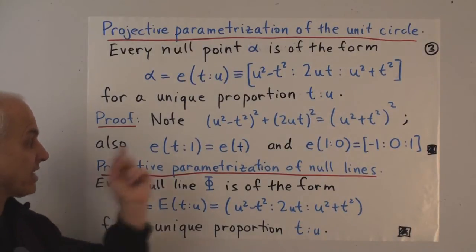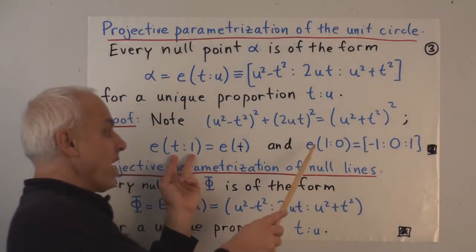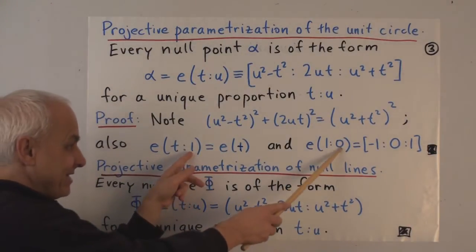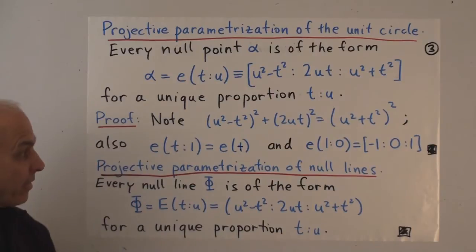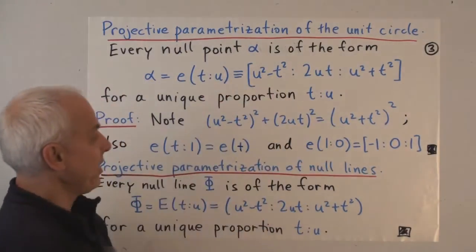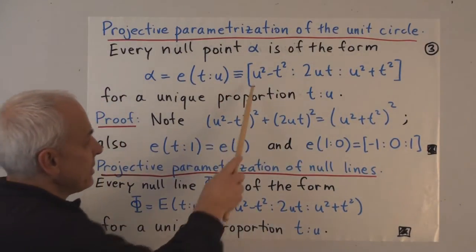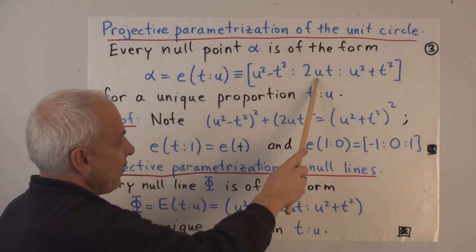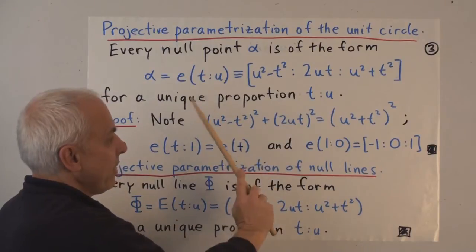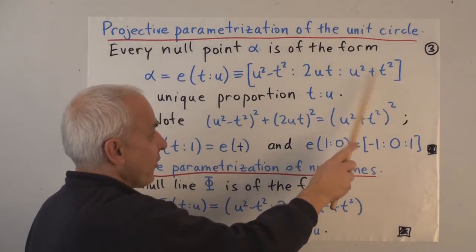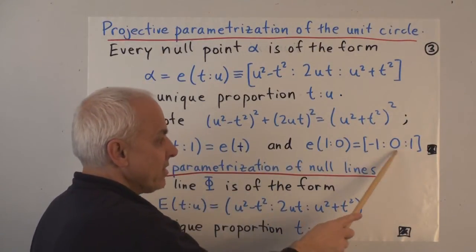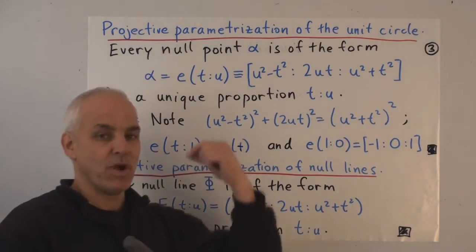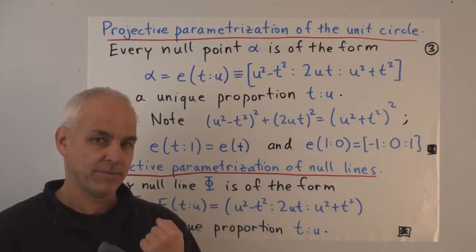But the advantage now is that when we consider the proportion 1 to 0, which is different from this because now the second component is actually 0, we plug that in here, we get 0 squared minus 1 squared, that's minus 1. 2 times 0 times 1, that's 0. And 0 squared plus 1 squared, that's 1. So we're getting minus 1 to 0 to 1, which is the point minus 1, 0 in xy coordinates.